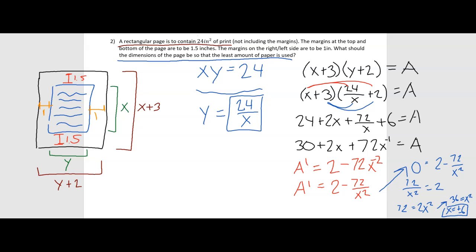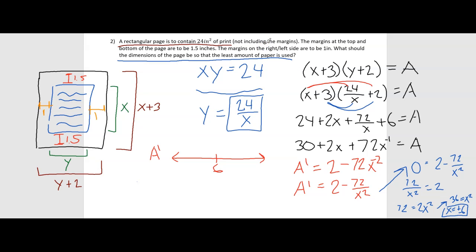Because this may be a non-calculator problem, we are going to have to check to see if our values are maximums or minimums by hand. Of course, we can immediately eliminate negative 6. Our page is not going to have dimensions of negative 6 inches. But let's go ahead and make sure that positive 6 is a relative minimum for my original function.